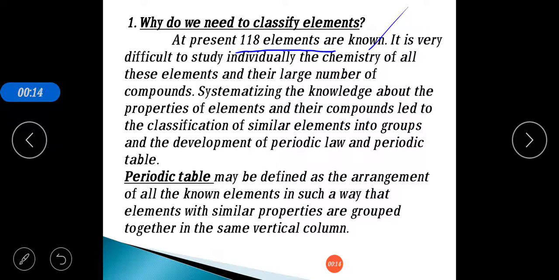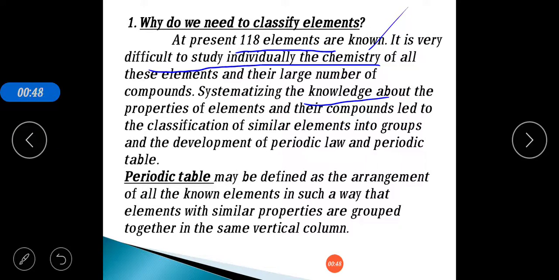Why do we need to classify elements? At present, 118 elements are known. It is very difficult to study the chemistry of all these elements and their large number of compounds. Systematizing the knowledge about the properties of elements and their compounds led to the classification of similar elements into groups and the development of periodic law and periodic table.